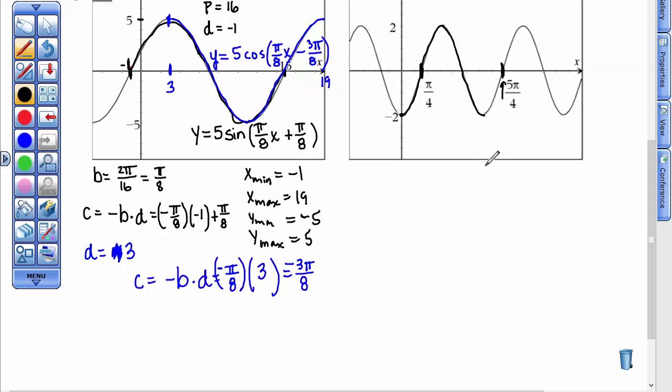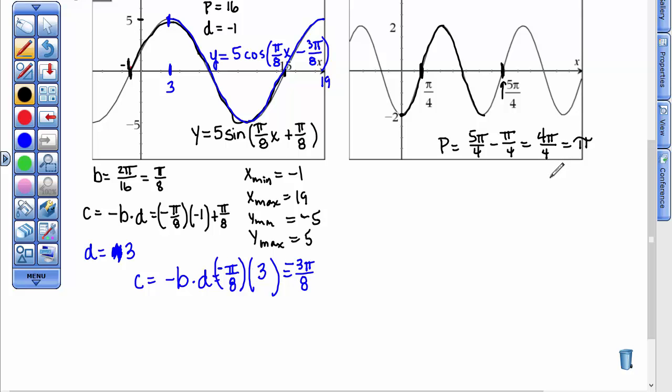So let's go find the period of this function first. So the period is the distance between these 2 points. Remember how the period here went from a -1 to 15, so it was a total of 16? Here, because they're both on the positive side, I can take 5 pi over 4 minus 1 pi over 4, and the period is 4 pi over 4, or just pi.